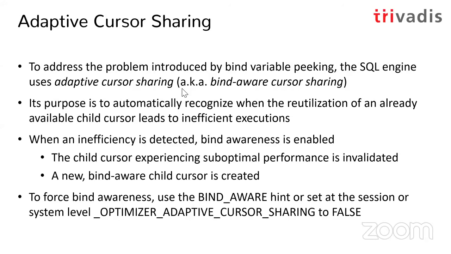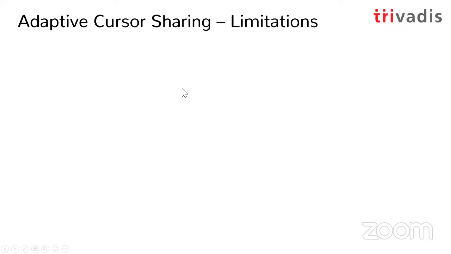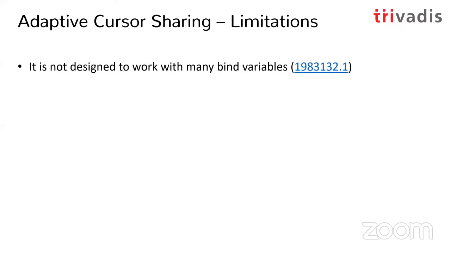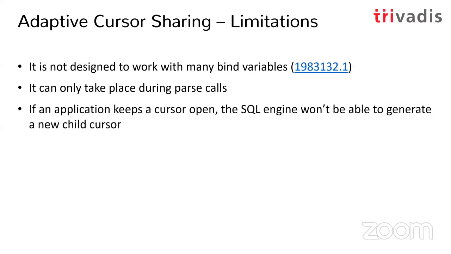Just a slide to mention a couple of limitations of adaptive cursor sharing. Notice that it doesn't work if you have many bind variables. So if you have more than a dozen of them, it's not working. Be careful that it can only take place during parse calls. So if you're not parsing, adaptive cursor sharing will not take place. That means if you keep cursors open and you execute them many times, then you keep the plan of the first parse.